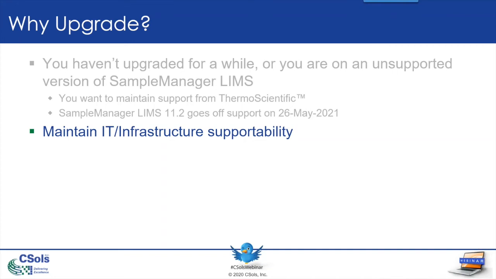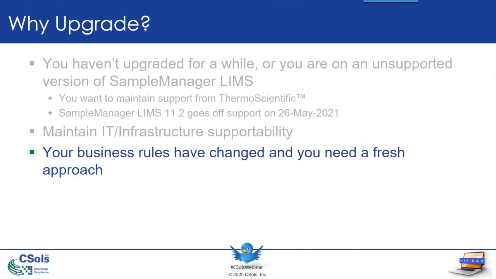And then you've got some other things that are a little bit less obvious. Maybe your company organization is upgrading Windows Office, and you're using Excel. Well, suddenly the new version of Excel won't work with your version of SampleManager. So those are some of the IT and infrastructure reasons. But then also maybe your business rules have changed, or you need a fresh approach. In today's ever-changing environment, your lab may be asked to incorporate other lines of business that may not pair well with your current operations.